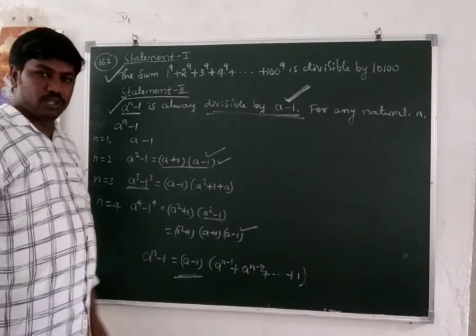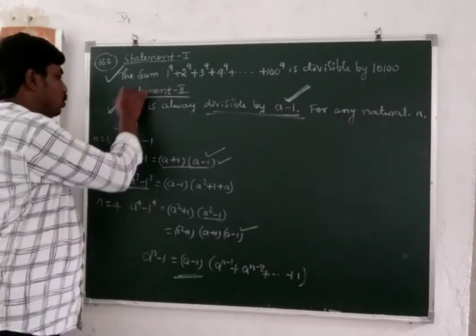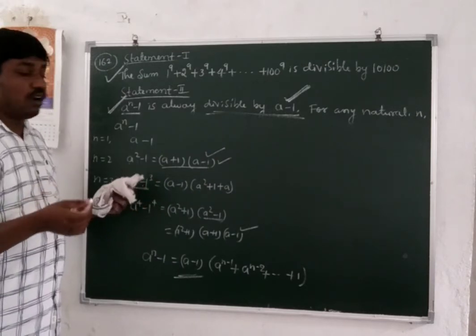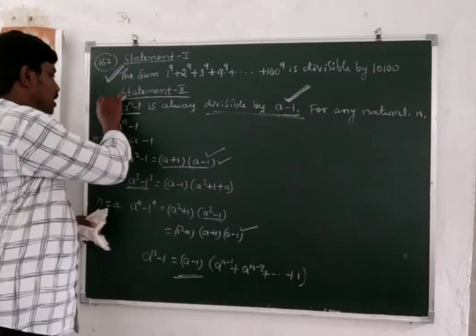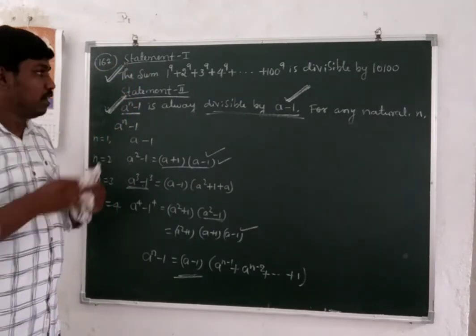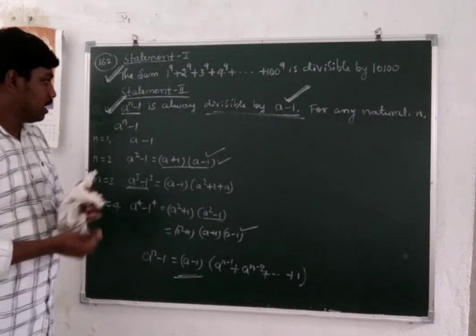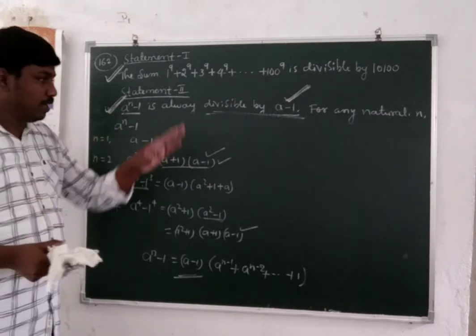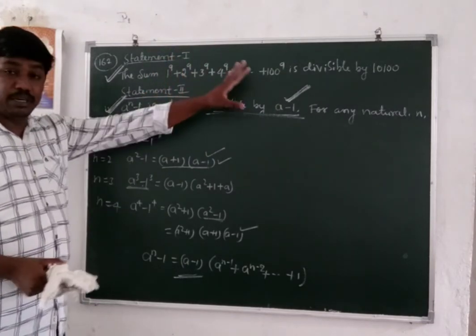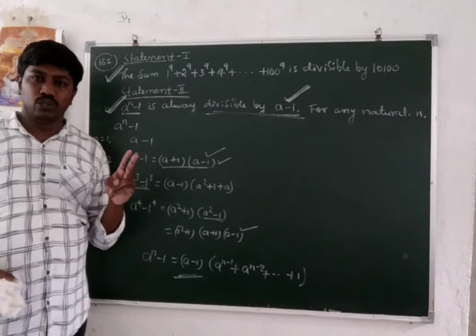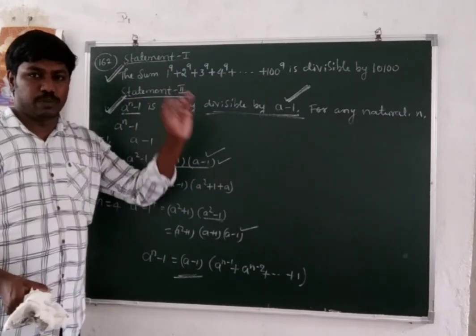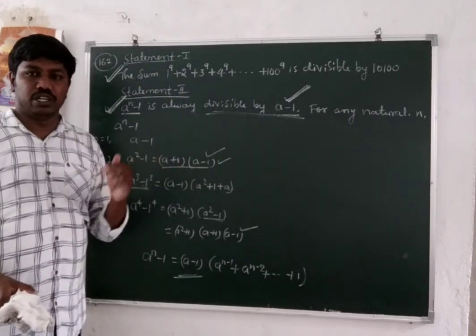So statement 2 is true, but statement 2 cannot explain statement 1. Statement 1 and statement 2 are both true, but statement 2 is not the correct explanation of statement 1. Therefore option 2 is the right answer. Statement 1 is true, statement 2 is true, and statement 2 is not the correct explanation of statement 1.